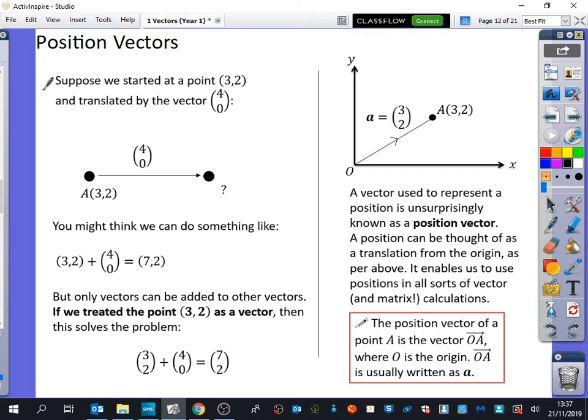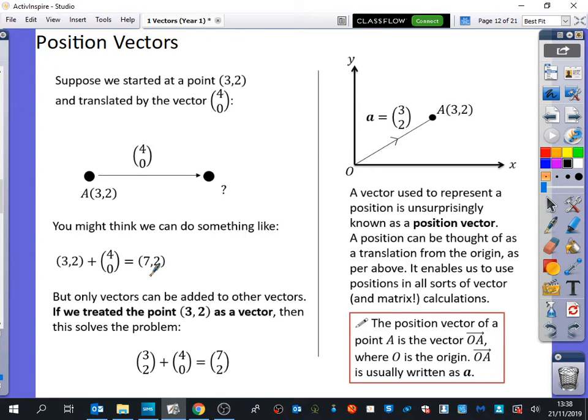So for position vectors, it says here, suppose we started at a point (3, 2) and translated by the vector (4, 0). Well, this thing that we've got up at the top here is not a vector. This is a point. What word do we use to describe a point? A coordinate. So we've got a coordinate and we're trying to translate it by a particular vector. And you might think that we could do something like this, that you have a starting point and you add a vector to it to get a finishing point.